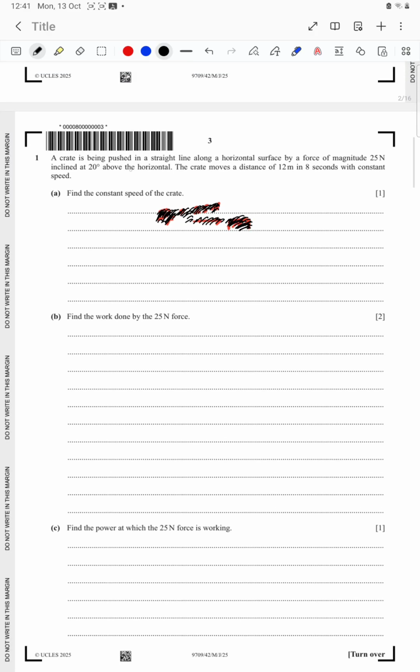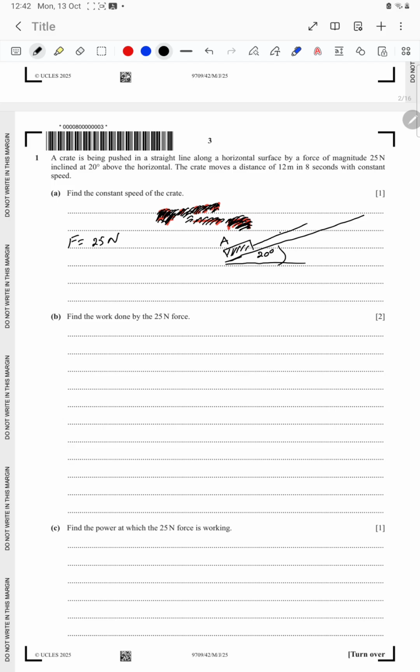It is said a crate is being pushed in a straight line along a horizontal surface by a force of magnitude 25 Newton. It means that the surface is inclined at 20 degrees to the horizontal, and suppose the crate is here at point A, and is going to be pushed with a force F of 25 Newton. You can call this a driving force, which leads this crate to move from one point to another. The crate moves a distance of 12 meter.